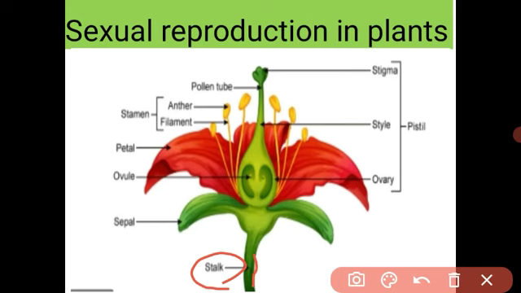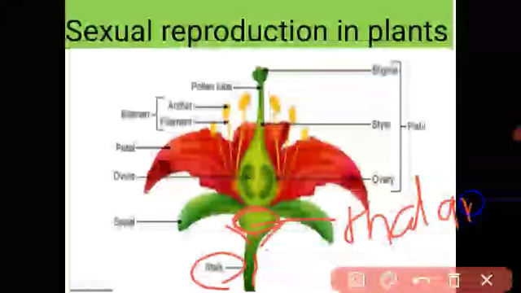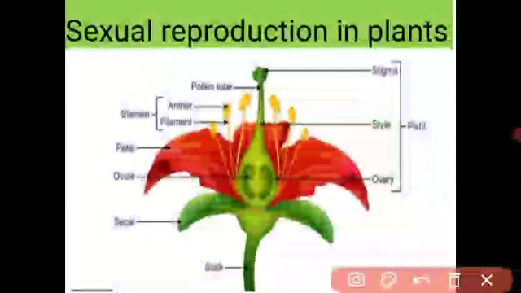The upper part of this stalk is broad and flattened. This flattened and broad part of the stalk is called the thalamus. It means all parts of the flower are above the thalamus. Understood the thalamus, dear? What is the thalamus? It is the upper part of the stalk which later becomes flat, and all the important parts of the flower arise from the thalamus. Got it? Thalamus, stalk.